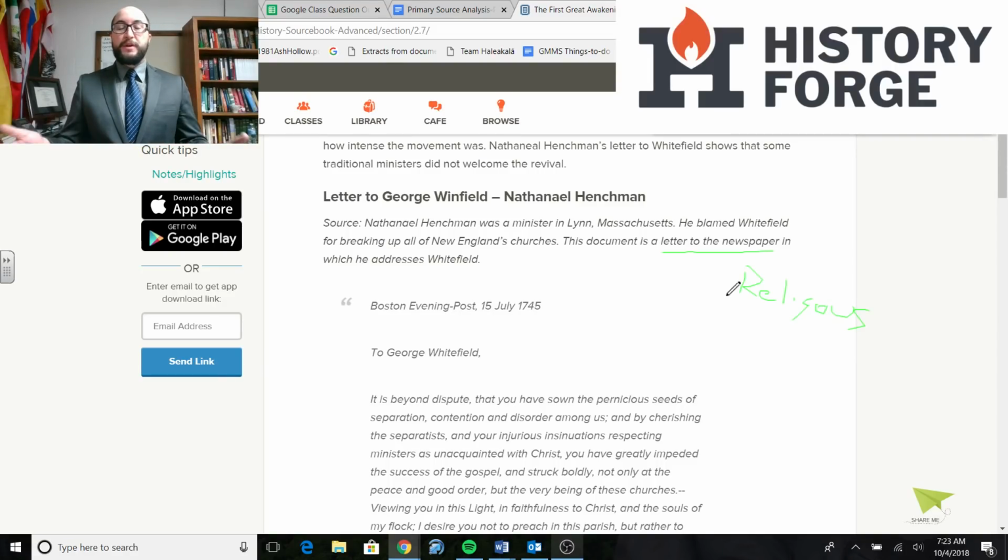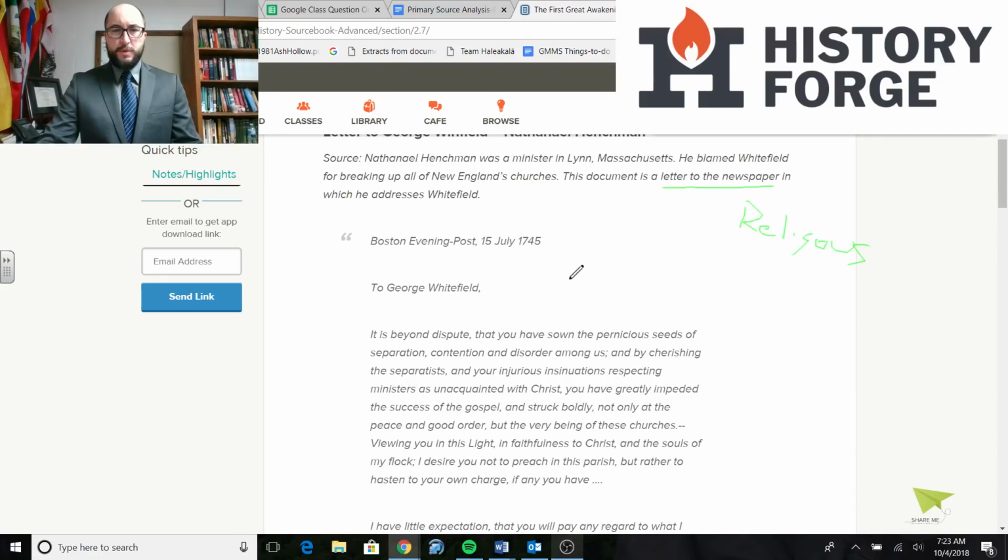So everyone who read that newspaper could see this, and this is probably why we still have this document, because there would have been thousands of newspapers. We would have been able to save at least one of them, or somebody did, and that was eventually put into a museum or copied. So let's read this source real fast, and again, keeping in mind, we have to compare and contrast it to another source. So, Boston Evening Post, 15th of July, 1745, to George Whitefield.